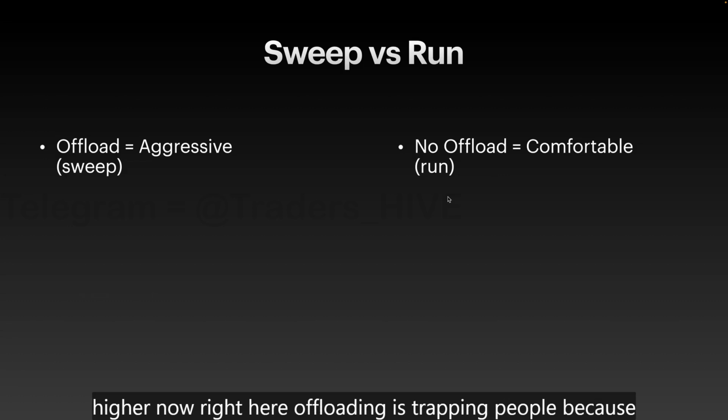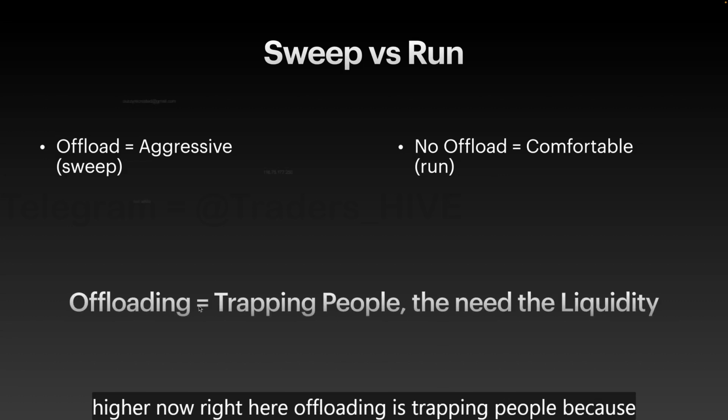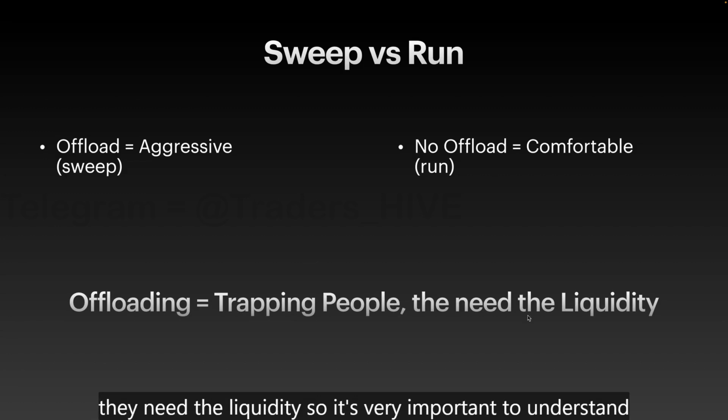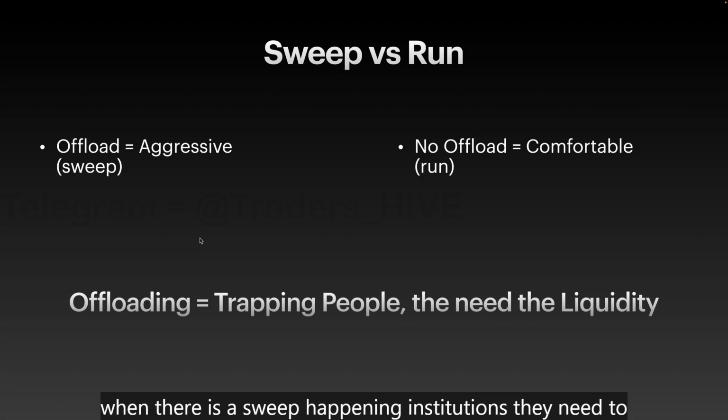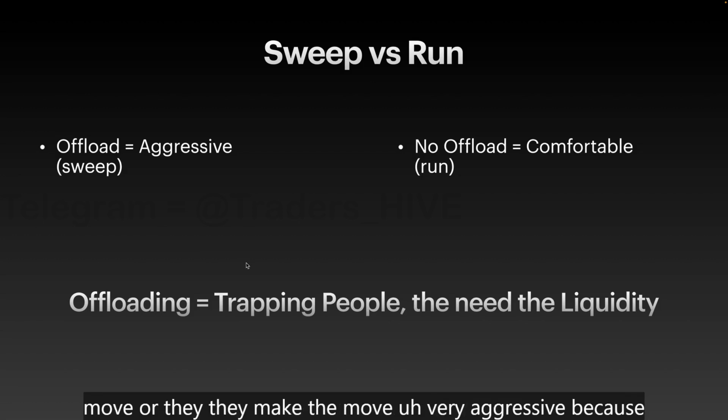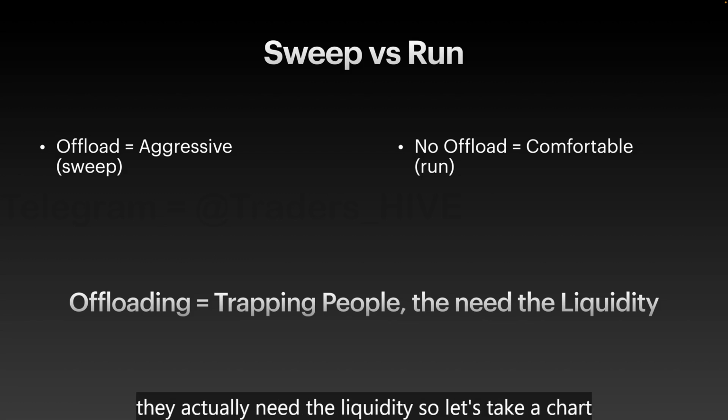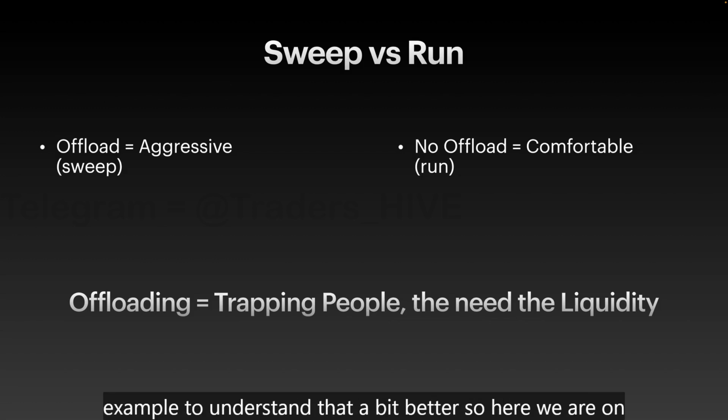Now, right here, offloading is trapping people because they need the liquidity. So it's very important to understand when there is a sweep happening, institutions, they need to move, or they make the move very aggressive because they actually need the liquidity. So let's take a chart example to understand that a bit better.